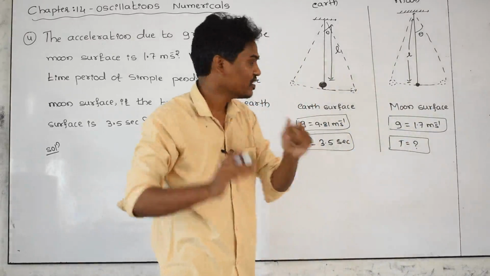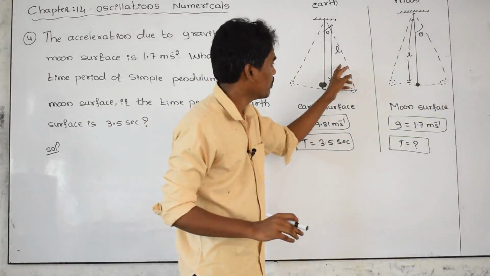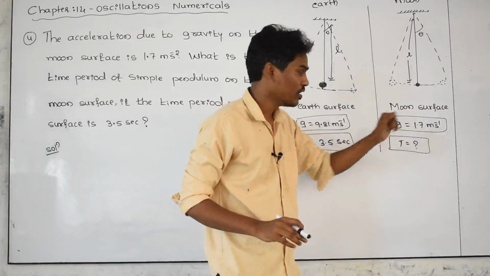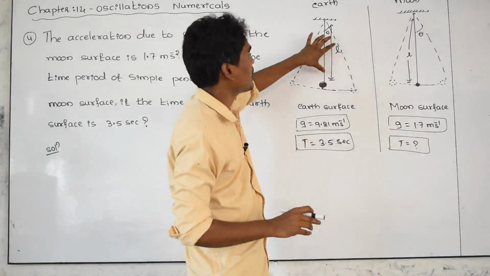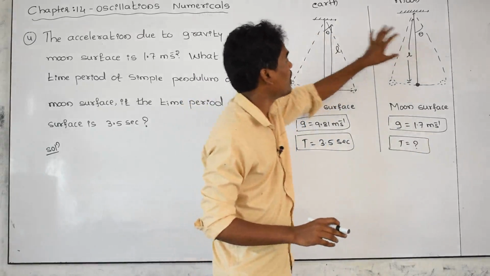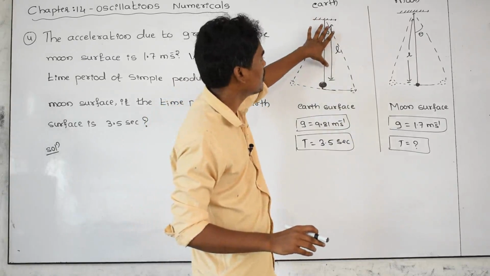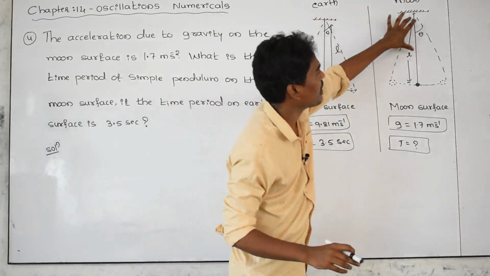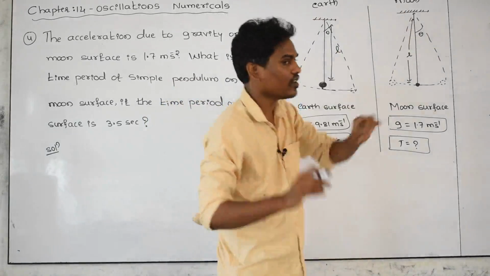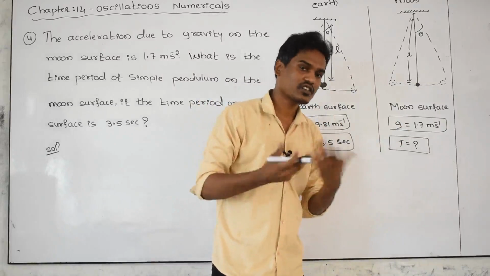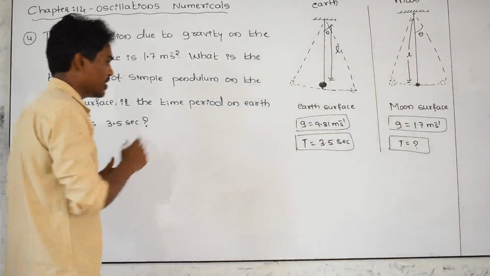But keep in mind, the g value for earth is 9.8, and the g value for moon is 1.7. I am taking the same pendulum for the moon and earth cases. Therefore the length of the pendulum thread is the same at both places. The length of the thread never changes, but the time period changes.